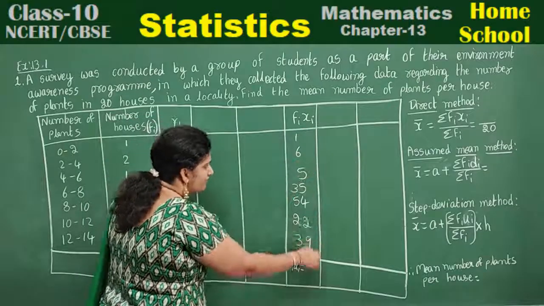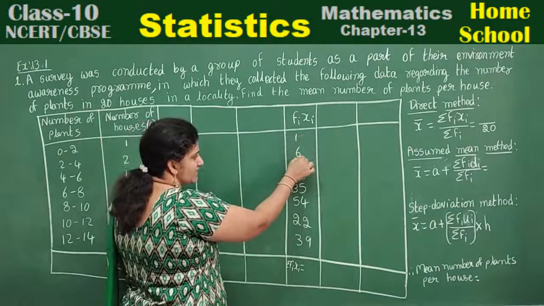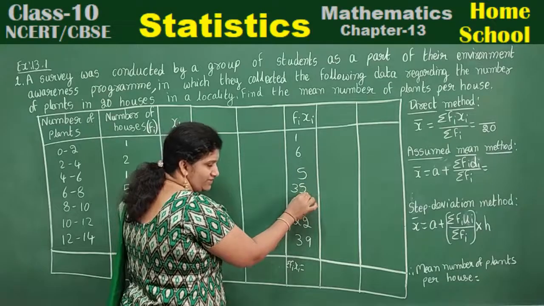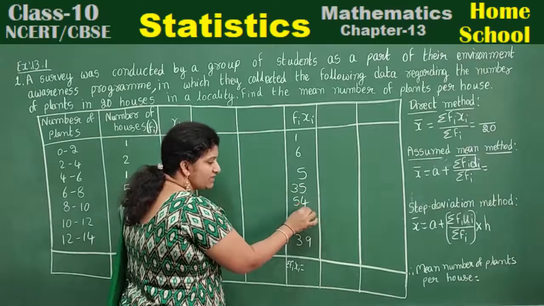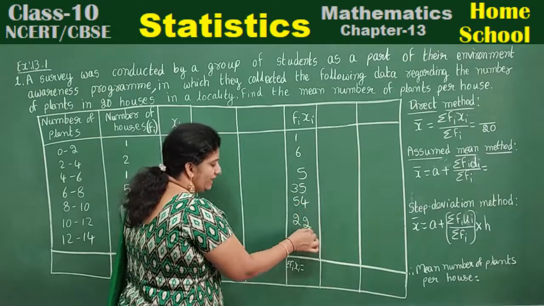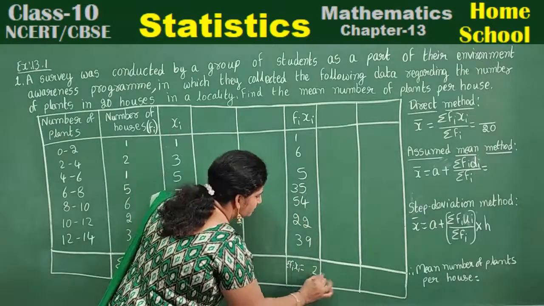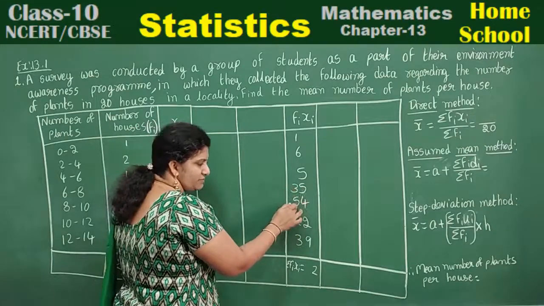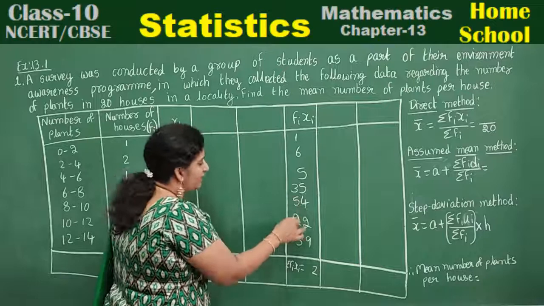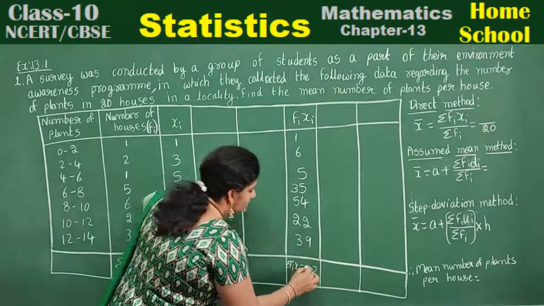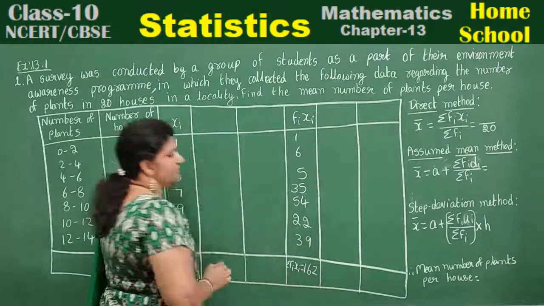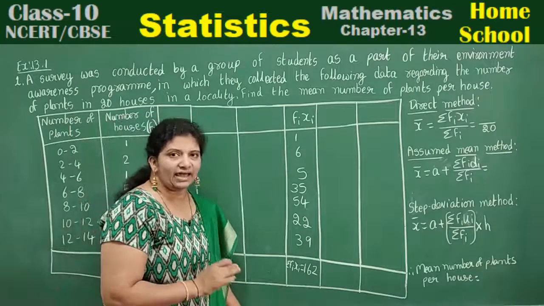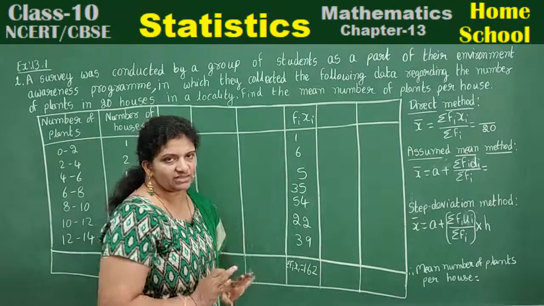All units digit first. 1 plus 6, 7. 7 plus 5, 12. 12 plus 5, 17. 17 plus 4, 21. 23, 32. Okay, 3 keep in mind. 3 plus 3, 6. 6 plus 5, 11. 11 plus 2, 13. 13 plus 3, 16. 162.